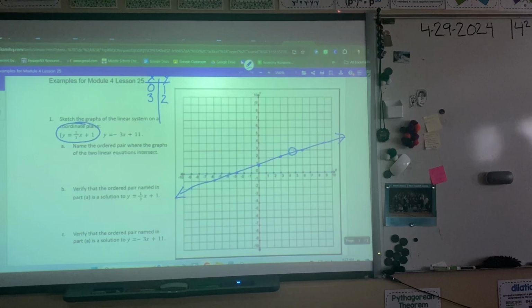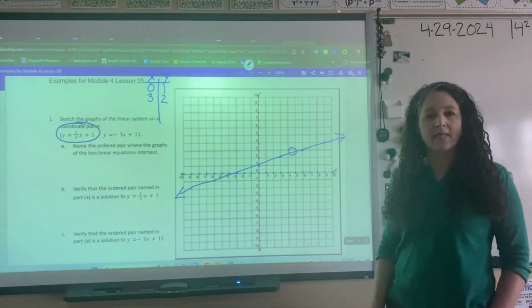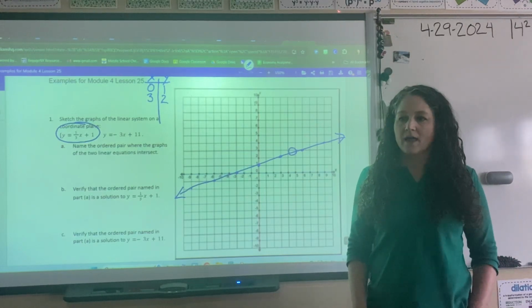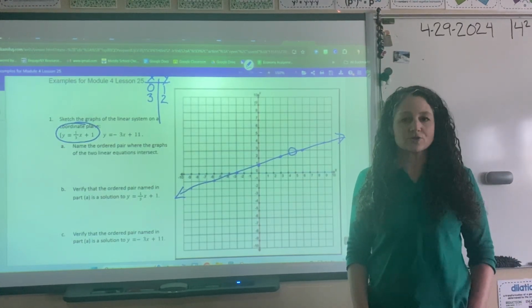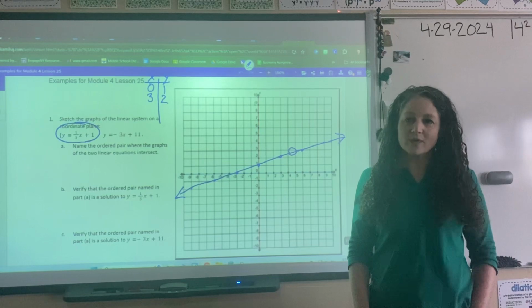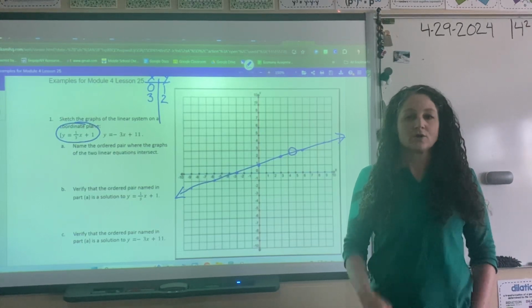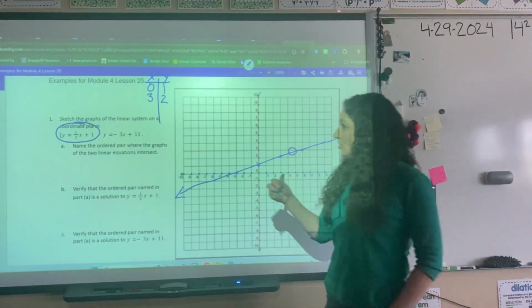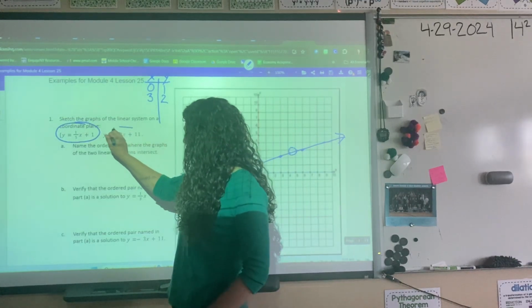Now, all through the school year, whenever I have 2 variables, what do I say? Can I solve an equation with 2 variables? No. What do I say after that? I say I would need 2 equations to do that. Guess what we have today? 2 equations.